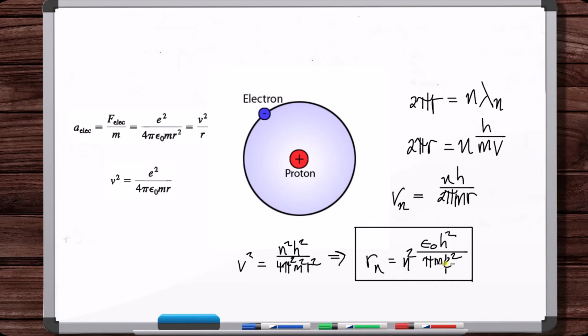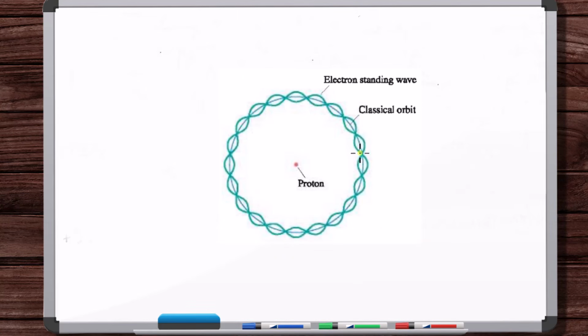So e, that's the fundamental charge of an electron and proton. h is Planck's constant. The mass of the electron is constant, right? And then this epsilon naught is a constant. So here's a visual look at this idea.